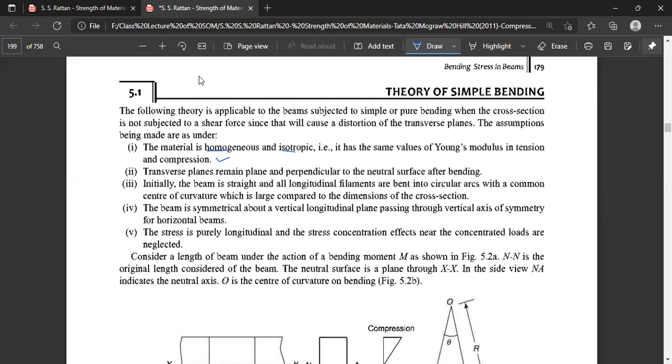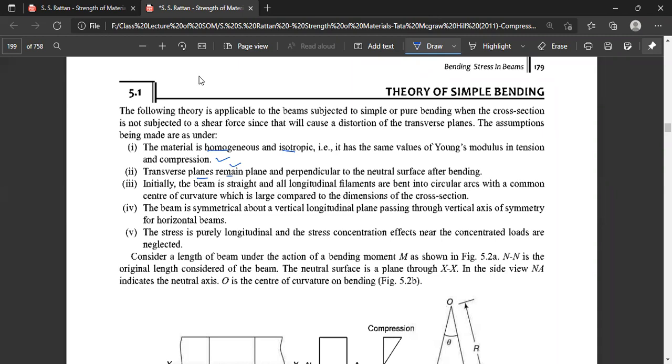The transverse planes remain plane and perpendicular to the neutral surface after bending. It means all the cross sections remain plane and perpendicular to the neutral surface after bending.